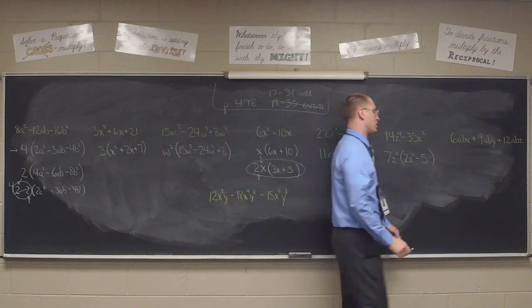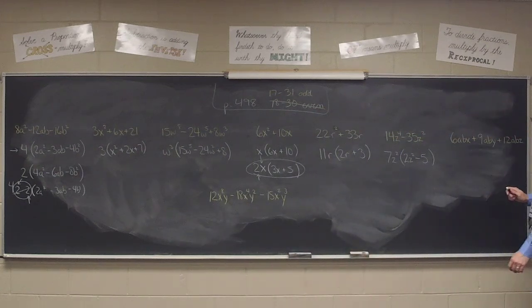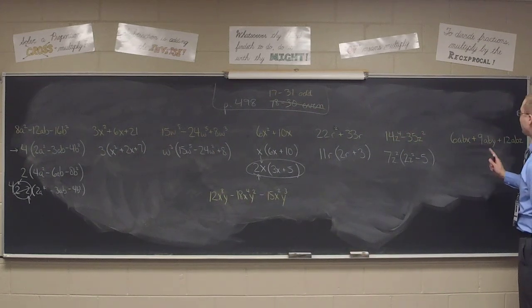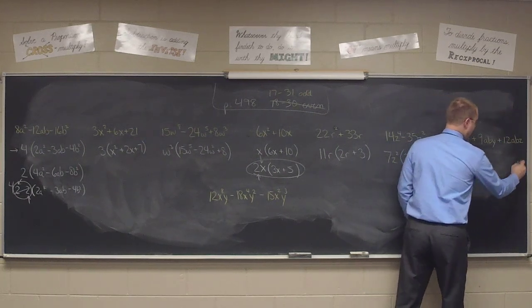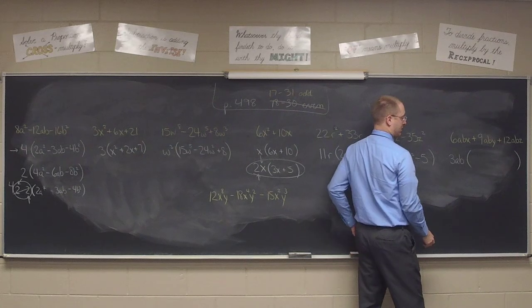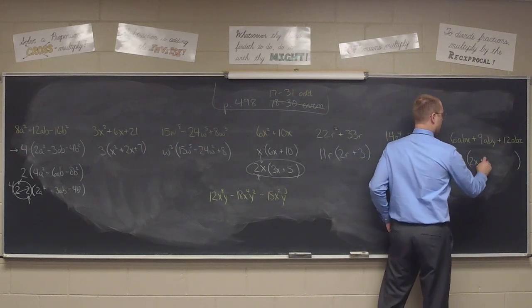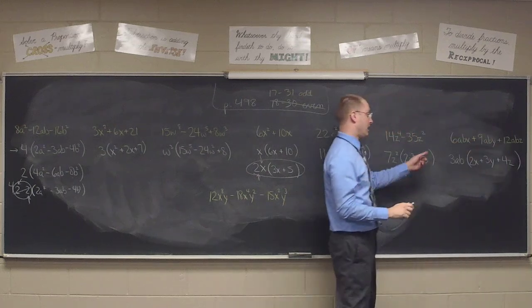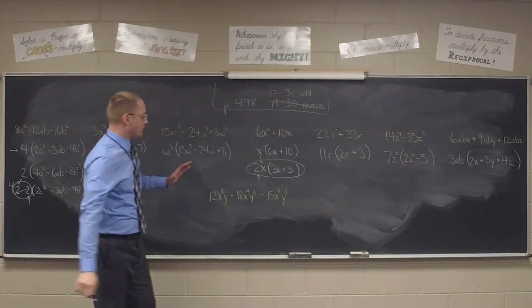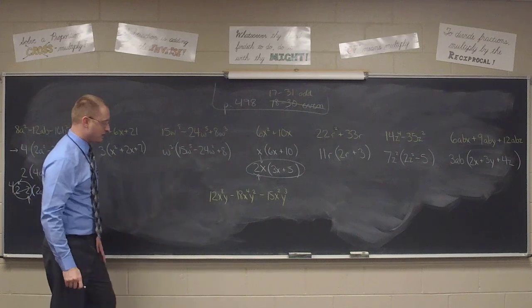All right, on the next one, Josh, what is common? 3AB. Good, a 3 and an A and a B, all common. When you pulled out that 3AB, what was left? 2x positive 3y positive 4z. And that is correct, Lana, good to go there. And in the last problem here, Lana, what's common?